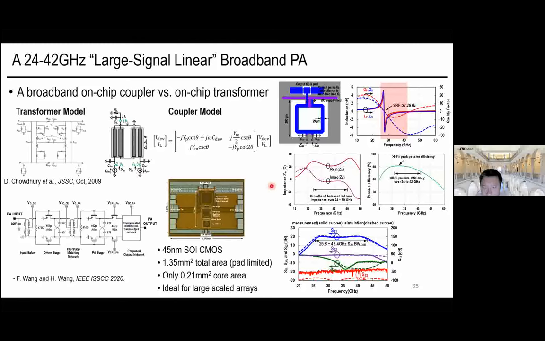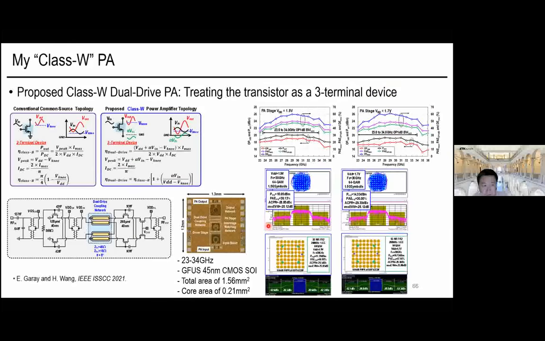This is due to the wide and large turns of this coupler. So we use it as an output matching network for a single branch differential PA operating from 25 to 43 gigahertz. The chip area is also very compact, with only 0.21 millimeters square as the core area, and this is highly desired for large scale array applications. This work was published at ICC 2020.